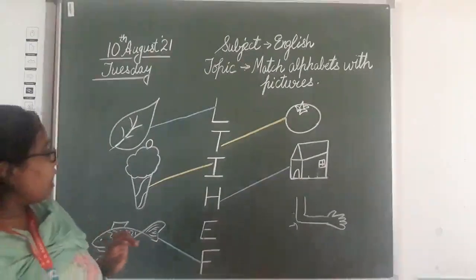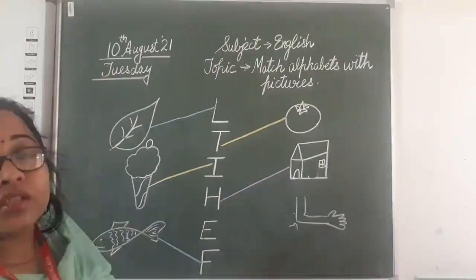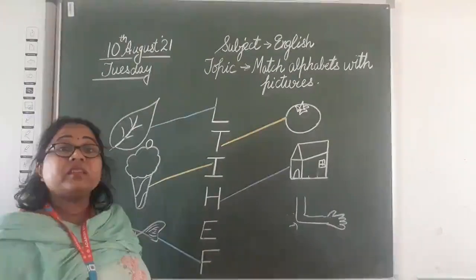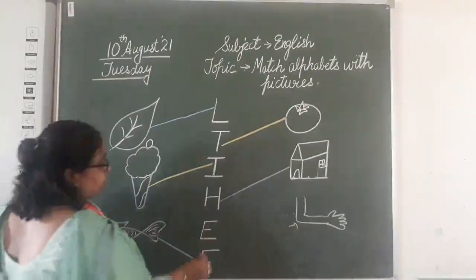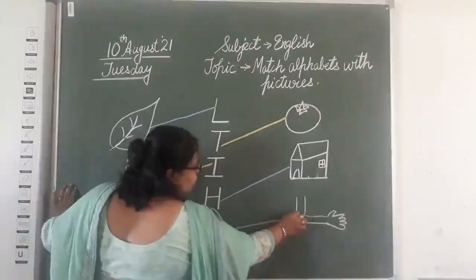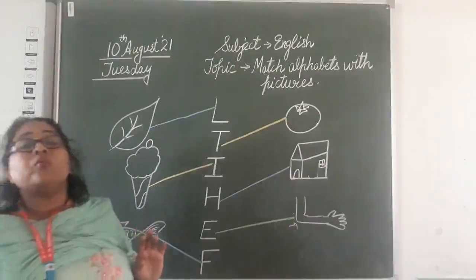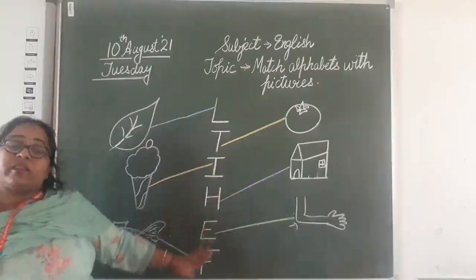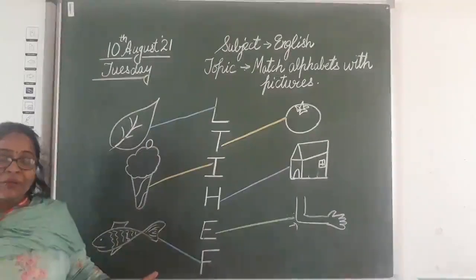Clear? Now we have elbow. What sound is coming? Elbow. E says A. Isn't it? Elbow. So you will match E and elbow like this. Clear? So this is how you will match the pictures and their correct alphabets. Is that clear to everyone now?